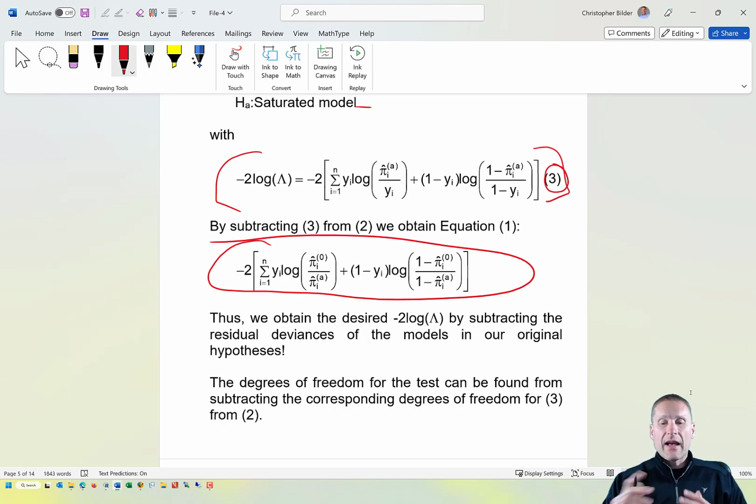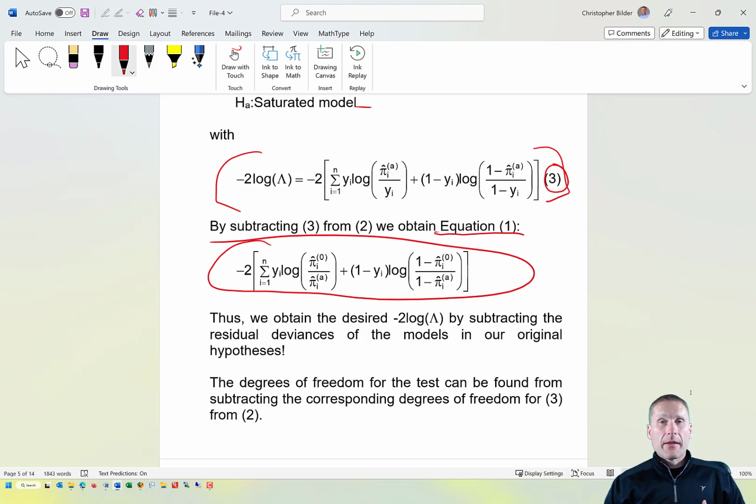And this is exactly what we had when I first introduced the negative 2 log lambda statistic earlier in this set of notes. So, get a residual deviance for one model, get a residual deviance for another model, subtract those 2 residual deviances, and you get the negative 2 log lambda statistic of interest to test, in this particular case, whether or not two parameters are equal to 0.